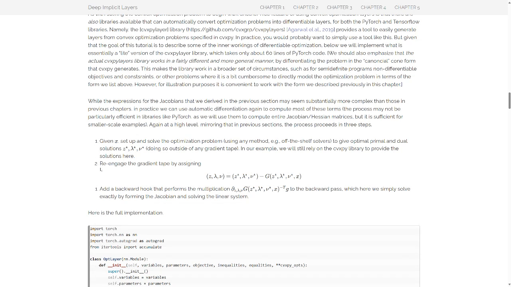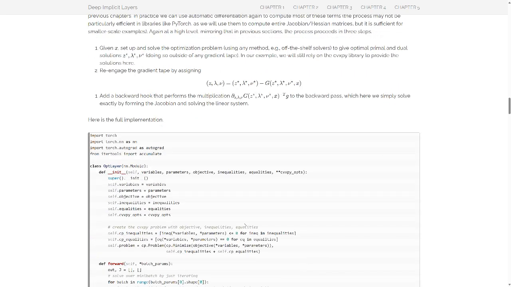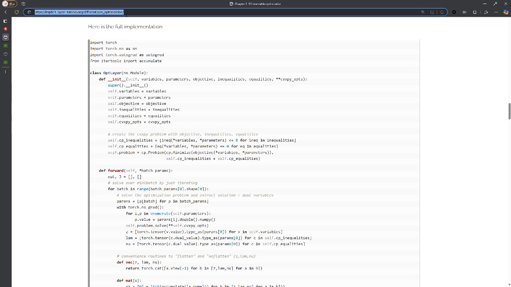This whole deep dive into implicit layers has been amazing. We've gone from fixed points to DEQs to differentiable optimization. It feels like we've barely scratched the surface, though. What are some of the big unanswered questions in this field? What has researchers excited about the future?